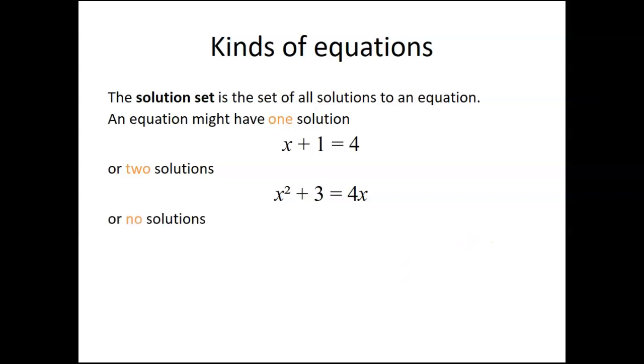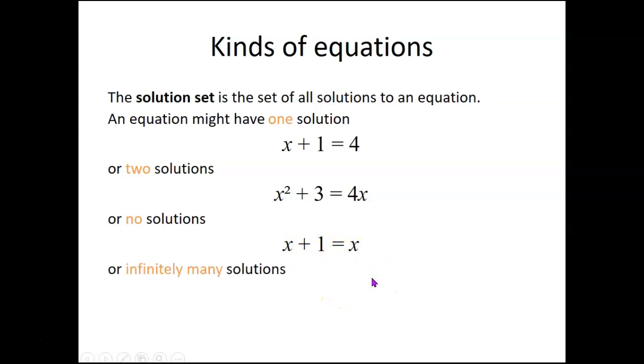It's possible for an equation to have no solutions at all. x plus 1 equals x. There's no way that could be true because the x has to stand for the same number both places, but there is no number that you can add 1 to and then it's equal to that same number.